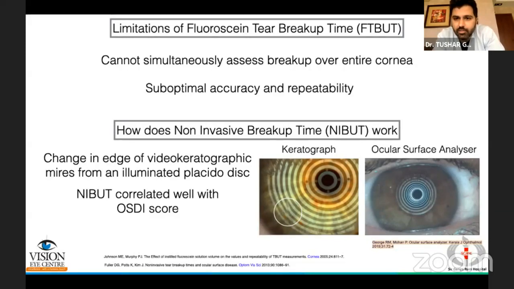And again, it's a much more objective measure. You can actually watch these Meyers break and document the non-invasive tear breakup time. This has been found to correlate very well with the OSDI scores. This, however, does not correlate very well with different machines. So if you're measuring NIBUT on the keratograph, it might not correlate very well with the ocular surface analyzer, but within one particular machine, it correlates extremely well and is quite repeatable.